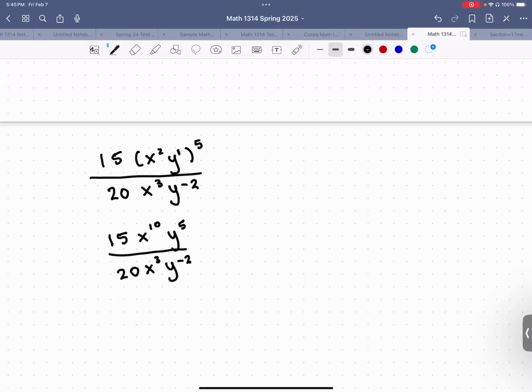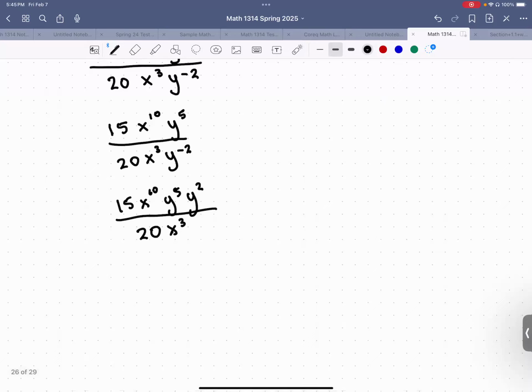Here again, there are different possibilities of what we can do. As long as we're not breaking any of our rules that we started with, we should still all end up in the same place with our answer. So for example, I might want to get rid of that negative exponent by moving that y to the negative 2 to the top of the problem. So I would have 15x to the 10th power, y to the 5th power, y to the 2nd power, over 20x to the third. At this point, because I'm multiplying these two things together and they have the same base, we can add their exponents. So 5 plus 2 would give us a total of 7.